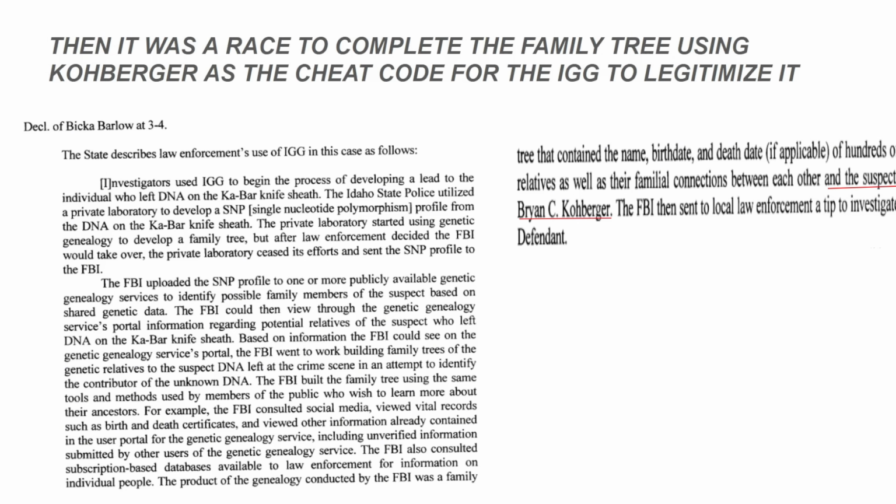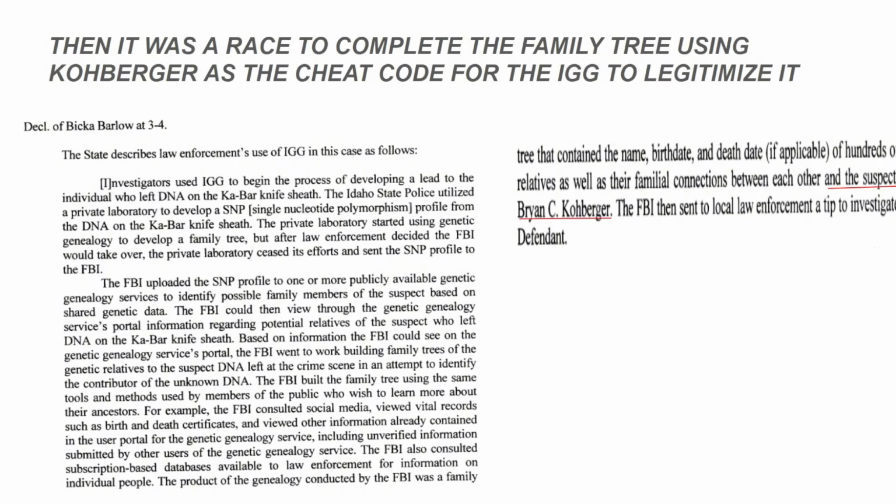The state describes law enforcement's use of IGG in this case as follows. Investigators used IGG to begin the process of developing a lead to the individual who left DNA on the K-bar knife sheath. Idaho State Police utilized a private laboratory to develop an SNP profile from the DNA on the K-bar knife sheath.